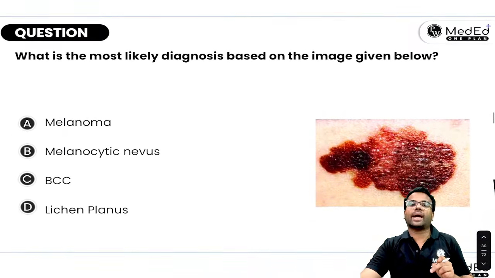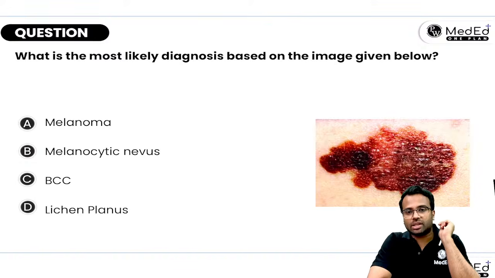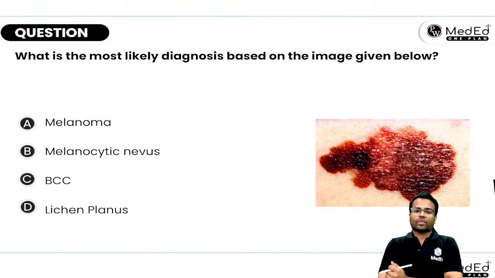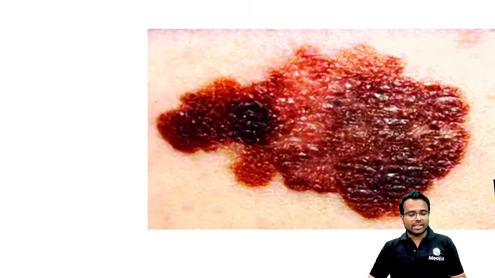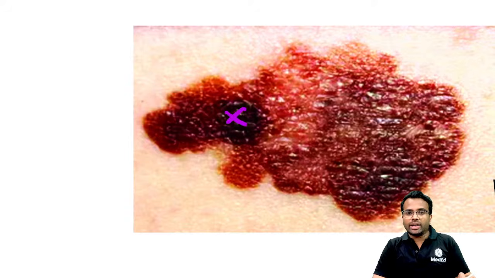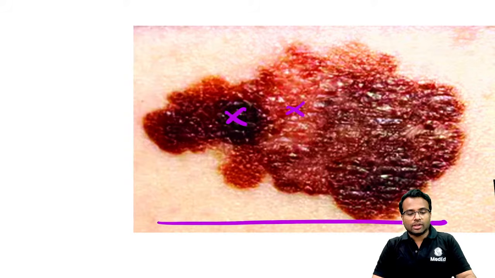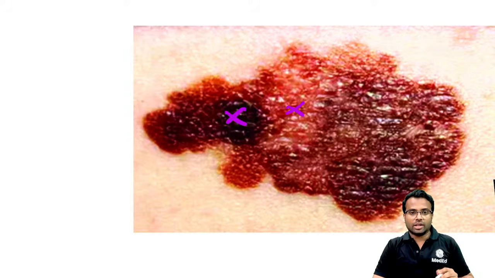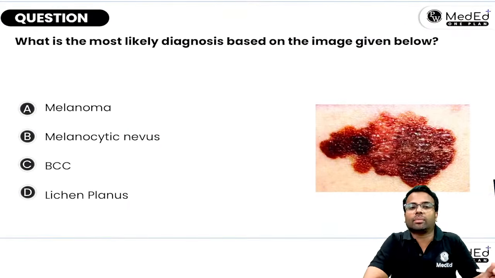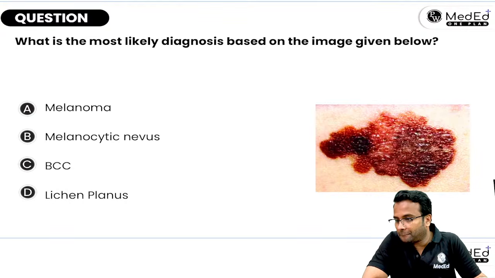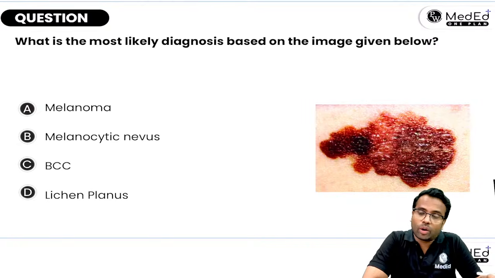Next question, what is the likely diagnosis of the image that is given here? See, in this image, we can see there is a black mole, but what I can see in this mole is this area is very dark, and this area is very light. And the size of the lesion is also quite big. So when you see a quite bigger lesion, some dark areas, some light color areas in a mole, should we think about a melanoma, a melanocytic nevus, BCC, or a lichen planus?